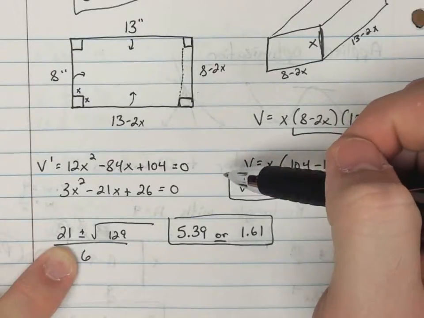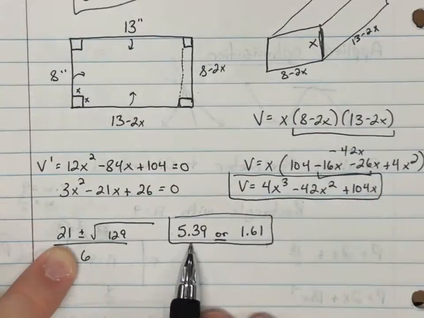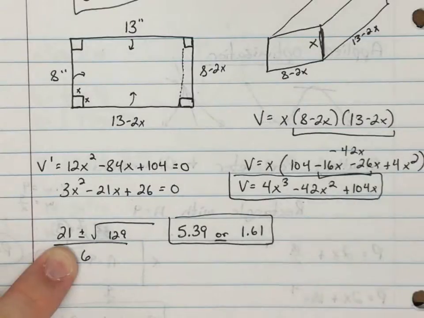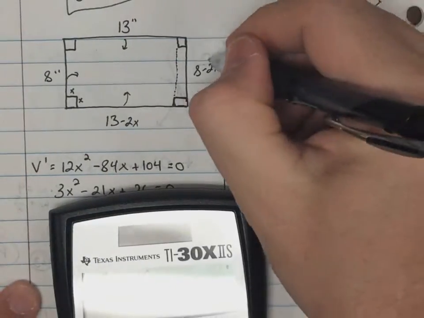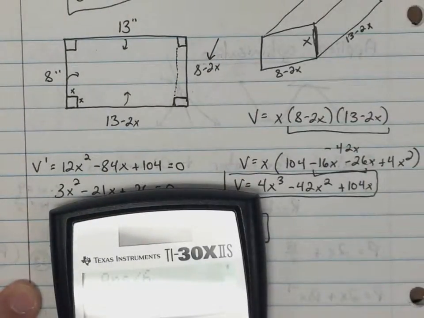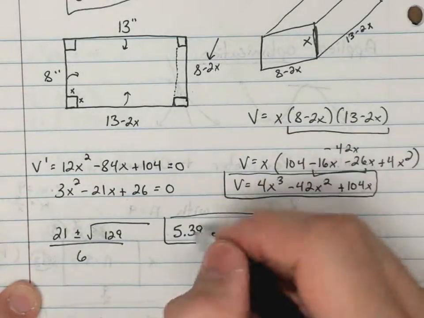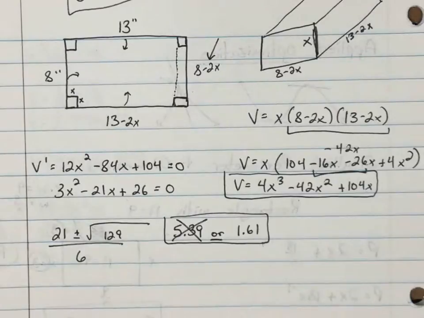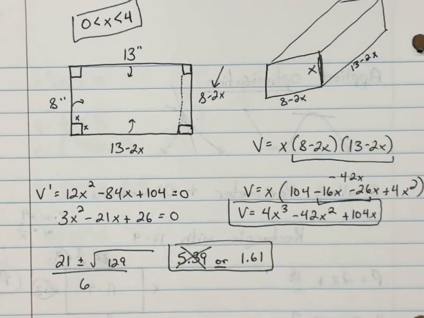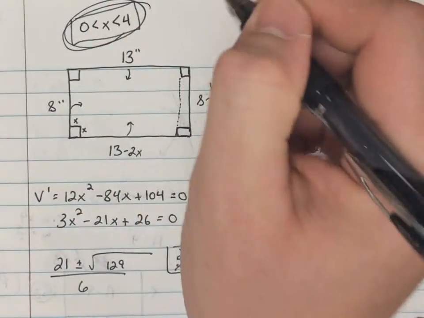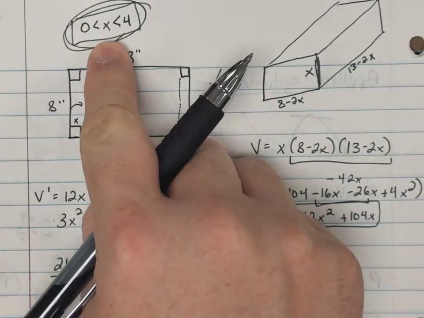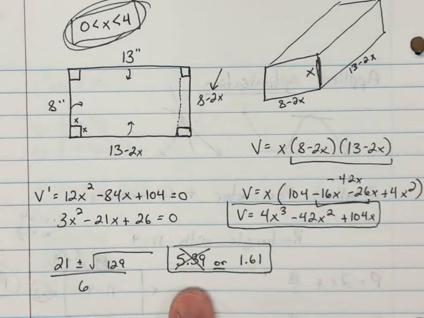So when x is 5.39, it gives us, and I should have left that as exact here. Well, you know what? My bad. Throw that one out. X can't be 5.39. Does everybody understand why? X has to be between 0 and 4. So I could have automatically thrown that out.